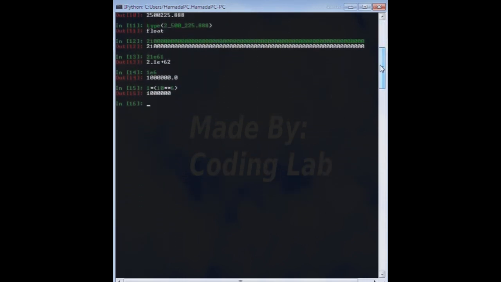Let's check. So the type of 1e6 is a float, which represent the 1 million point 0, and the type of 1 multiplied by 10 to the power 6 is an integer number.